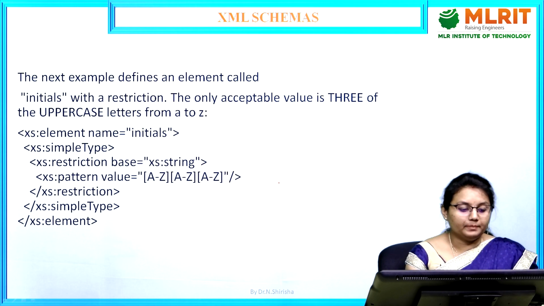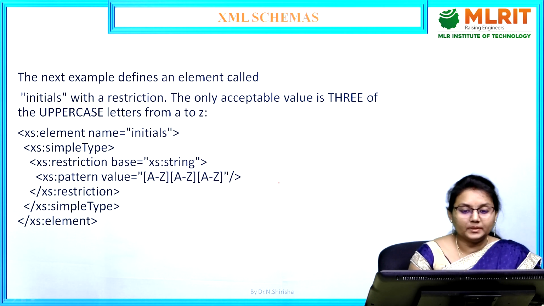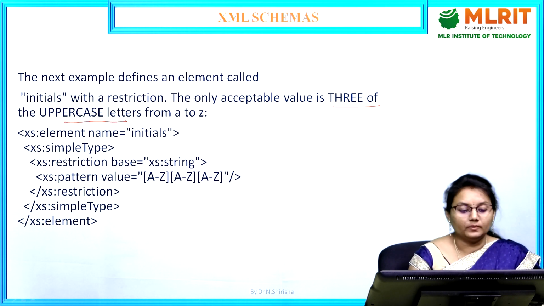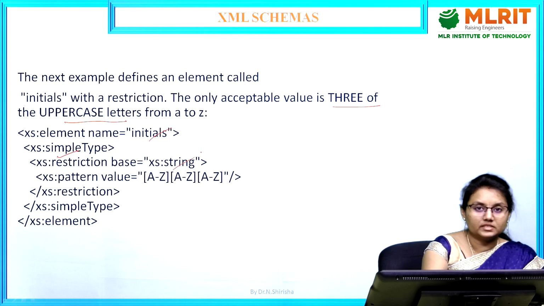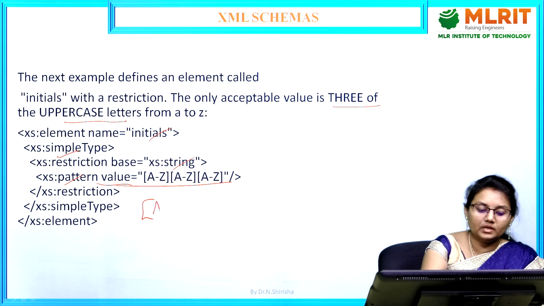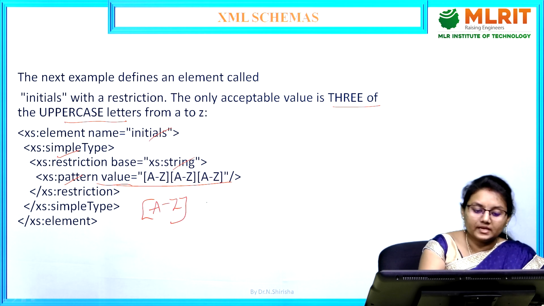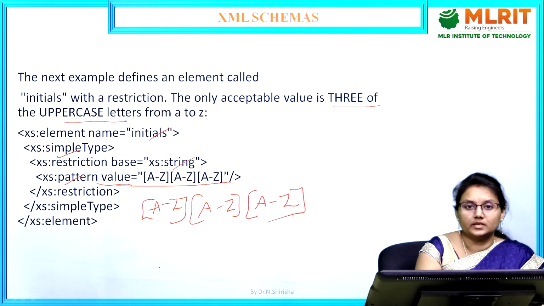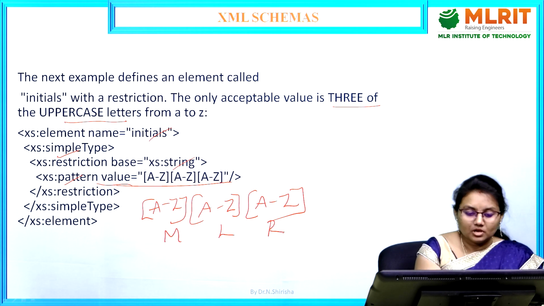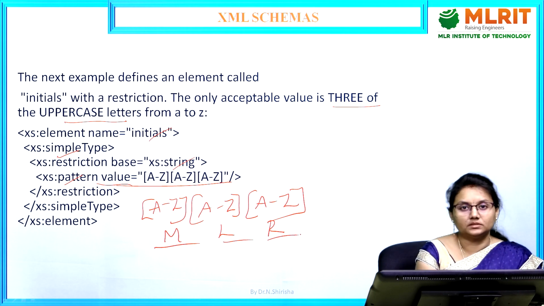And this is an example where we are giving an initial. So initials with a restriction. The acceptable value is 3 uppercase letters from A to Z. Okay. So here I am giving simpleType, initials, restriction with a pattern. In the pattern, what do I need to give as the value? 3 uppercase letters I need to define. When I want to define one uppercase letter, I give square brackets A to Z. My second letter should again be an uppercase letter. And my third letter is also an uppercase letter. So how many letters? Say M, L, R. So how many uppercase letters am I using? 3 uppercase letters. That is my pattern.